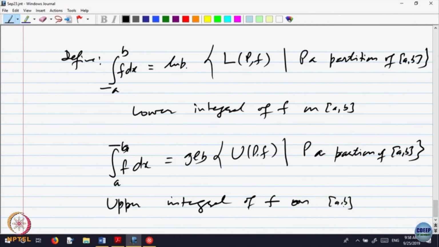So what we are saying is you will have approximations from below, you will have approximations from above. The lower approximations tend to increase, upper tend to decrease, so they will come to a value, but those two values may not be equal. So unless they are equal, we cannot say that we have captured the area below the graph of the function. So one makes a definition.